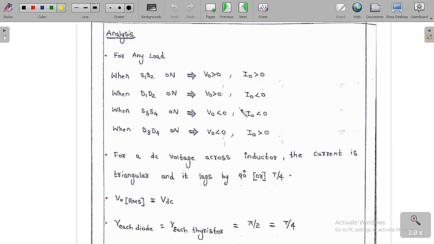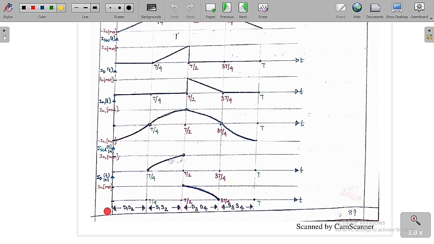Based on this, we have the ranges for which switches are on. From 0 to T by 4, D1, D2 are on. From T by 4 to T by 2, S1, S2 are on. From T by 2 to 3T by 4, D3, D4 are on. And from 3T by 4 to T, S3, S4 are on. So this is the range over which the switches conduct, based on the output voltage and output current.